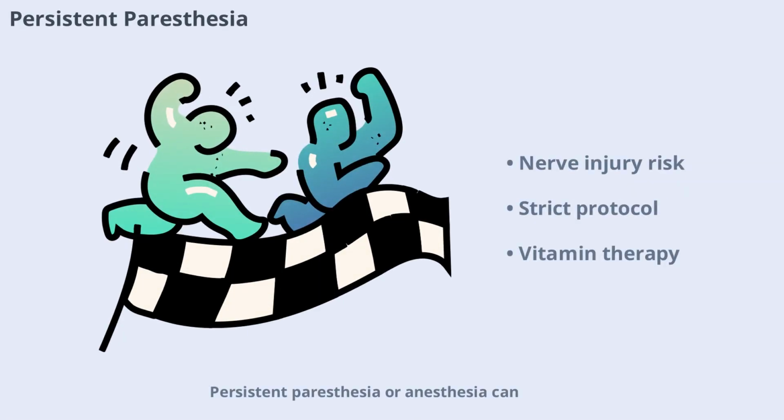Persistent paresthesia or anesthesia can result from injection near a nerve, contaminated anesthetic solution, trauma to the nerve sheath, or hemorrhage around the nerve. Prevention requires strict adherence to injection protocols and careful handling of cartridges. Management involves reassuring the patient, prescribing vitamin B1 and B2 tablets, and observing for up to 2 months. If there is no improvement, referral to a specialist is recommended.